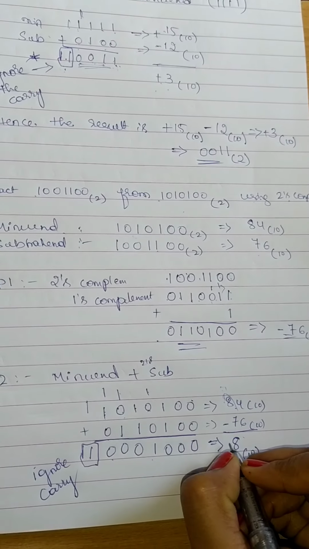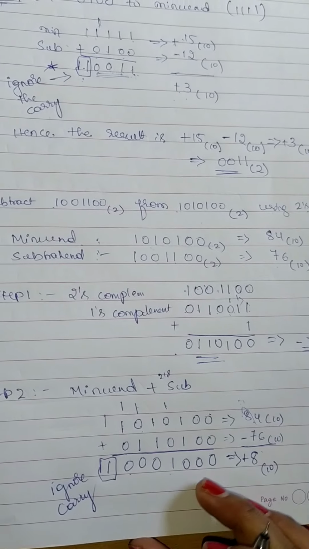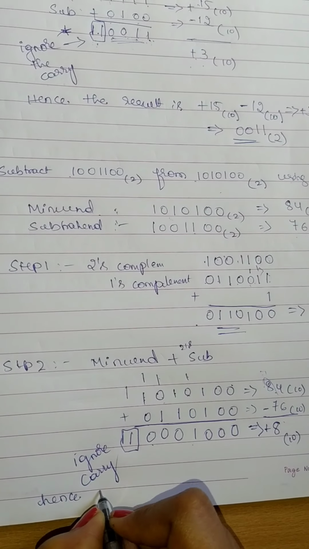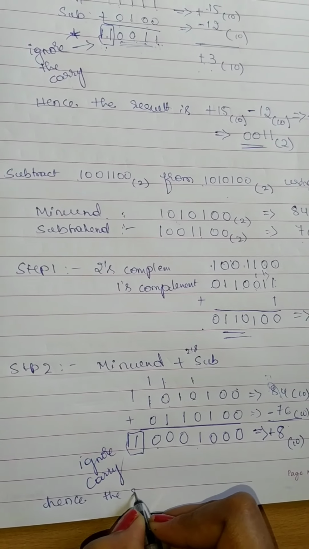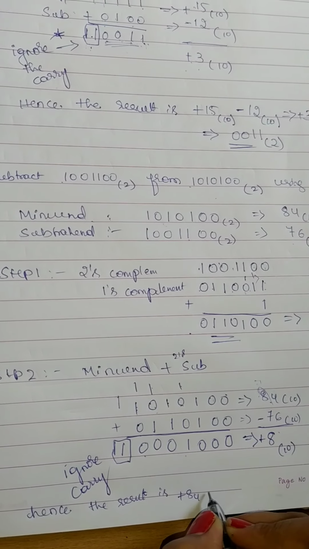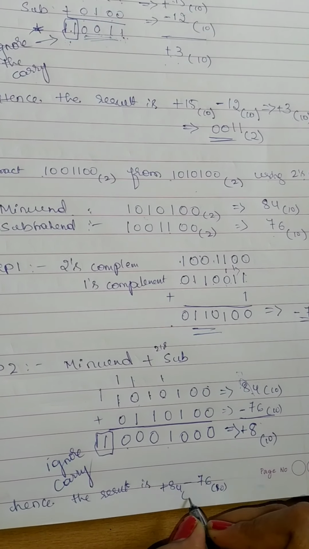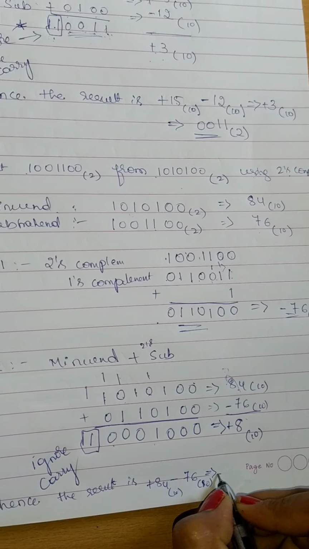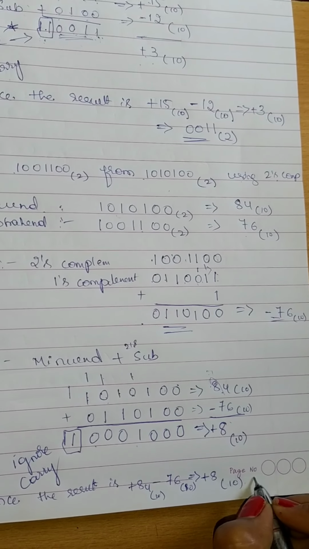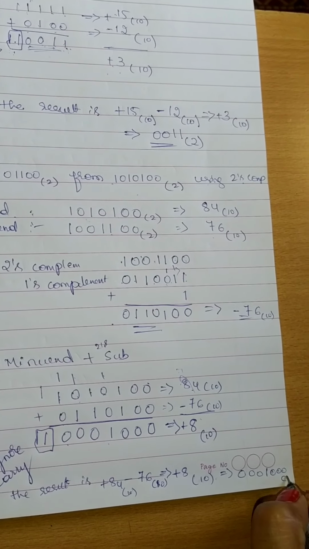So this is how we need to perform any subtraction by using 2's complement. So we have to write hence the result is plus 84 minus 76 base 10 is equal to plus 8 of base 10. Okay, so that is equivalent to what? This 0001000 base 2.